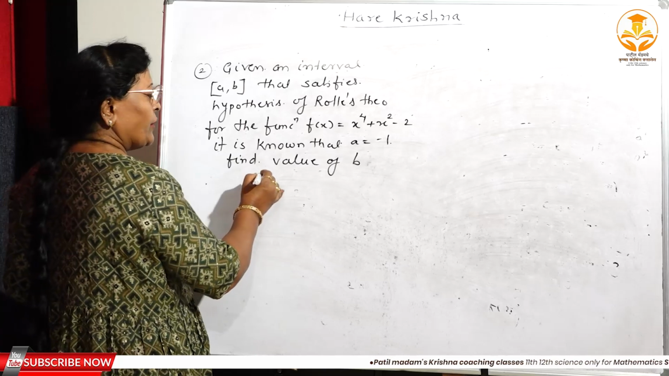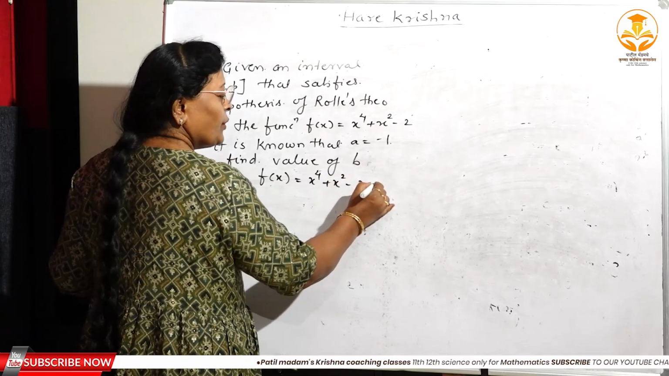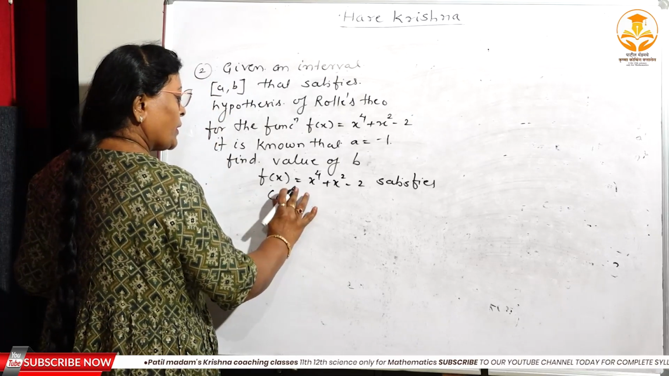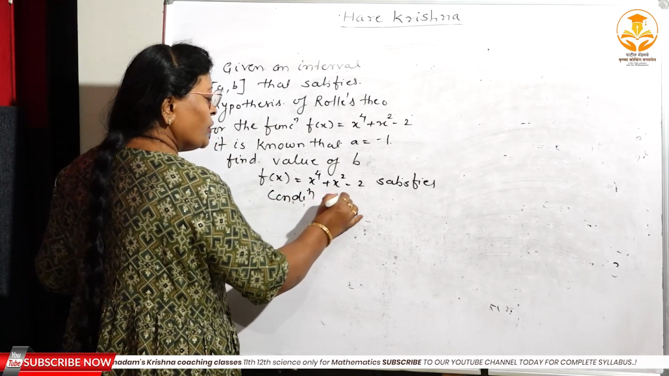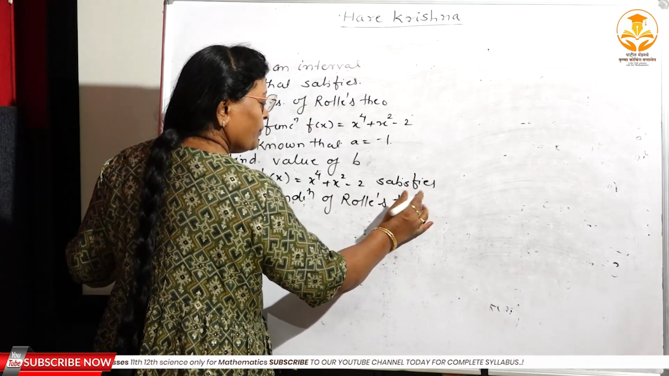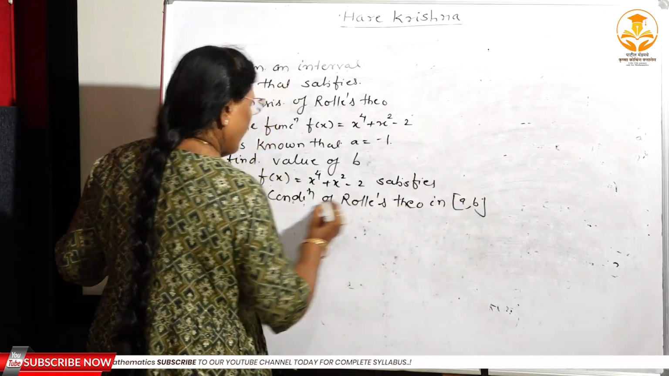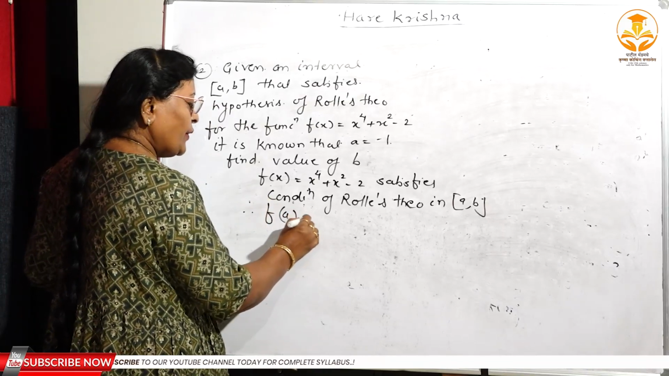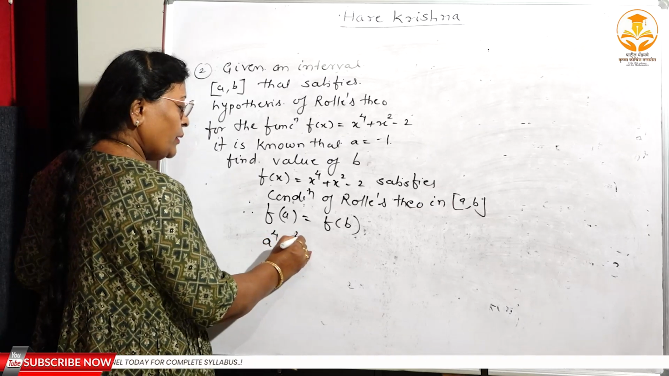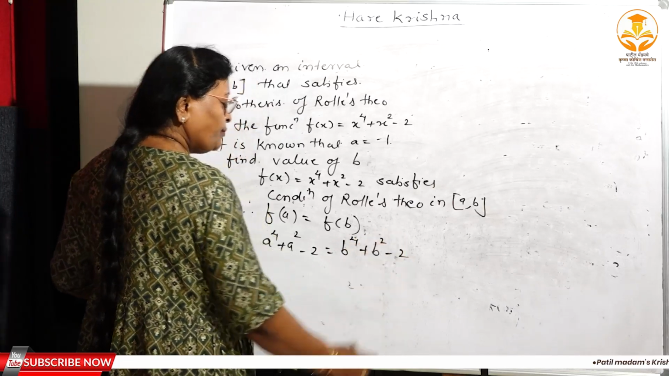Therefore, from this you can conclude that since f of x is equal to x raised to 4 plus x square minus 2 satisfies the conditions of Rolle's theorem in the closed interval a comma b, therefore f of a is equal to f of b, right? Now f of a means a raised to 4 plus a square minus 2, f of b means b to the power 4 plus b square minus 2, isn't it?